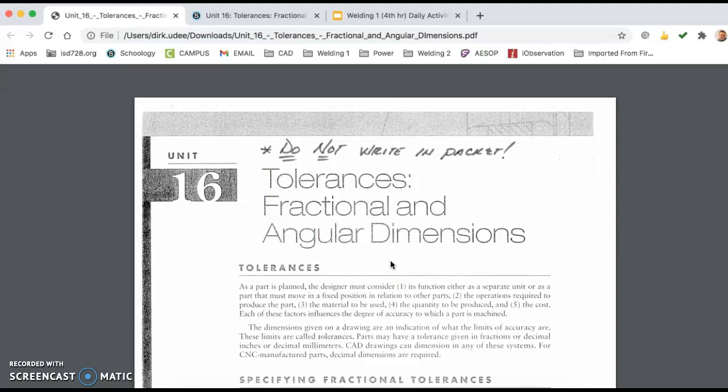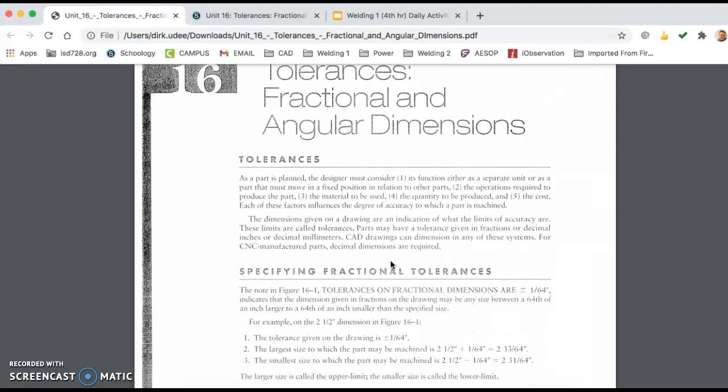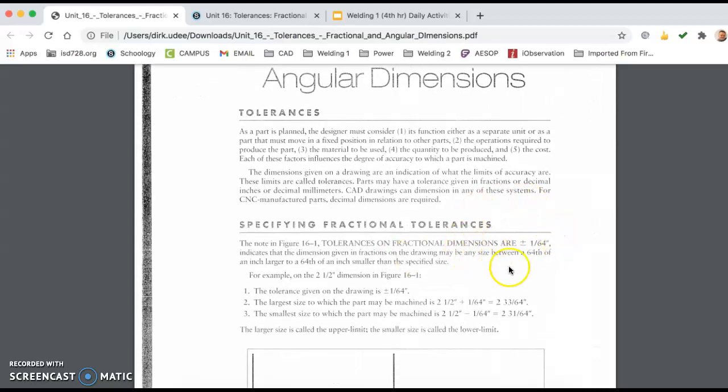Well, guess what? Based on our math units, we've already worked on tolerances where we have plus or minus. Sometimes it's only going to be the minus, and conversely, sometimes it's only going to be the plus dimension. So this is going to be review for you. So they have here your plus or minus 64th as an example.